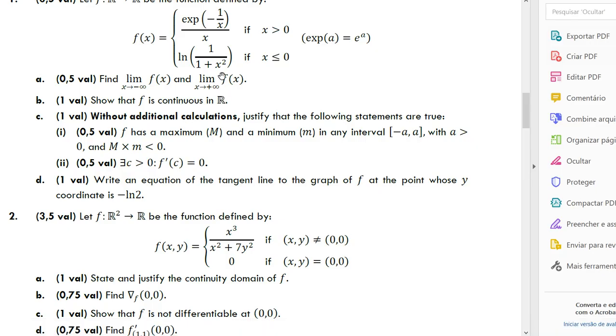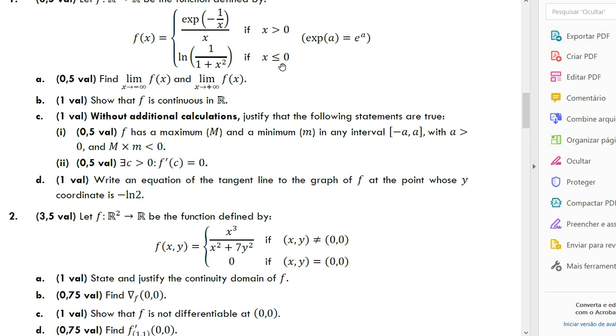Okay, so next question is, show that f is continuous in R. Okay, at the right side of 0 the function is continuous, since it is a division between an exponential and a polynomial. Both are continuous. The division of two continuous functions is continuous. And at the left side of 0, it's a logarithm function, and these functions are continuous. Okay, so our problem will be the 0 point, right?